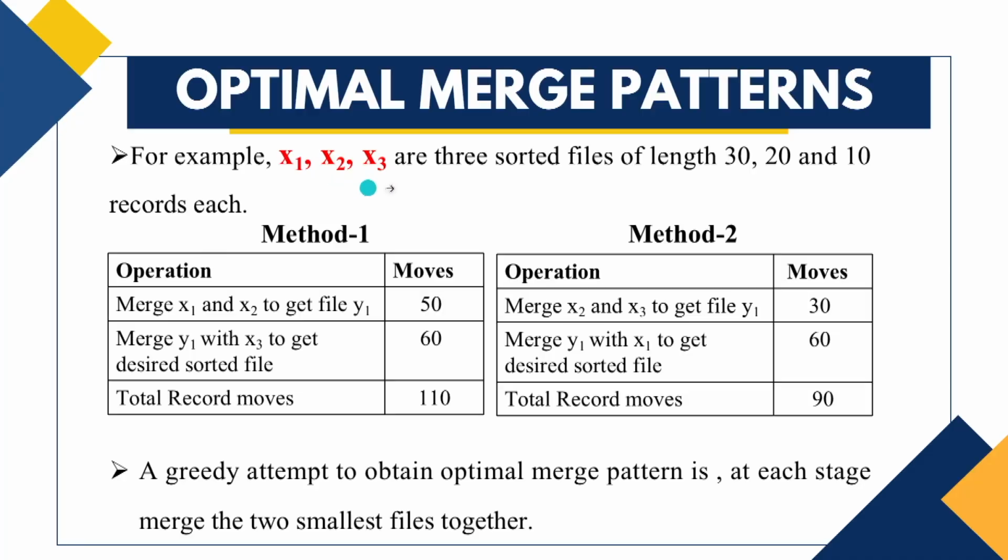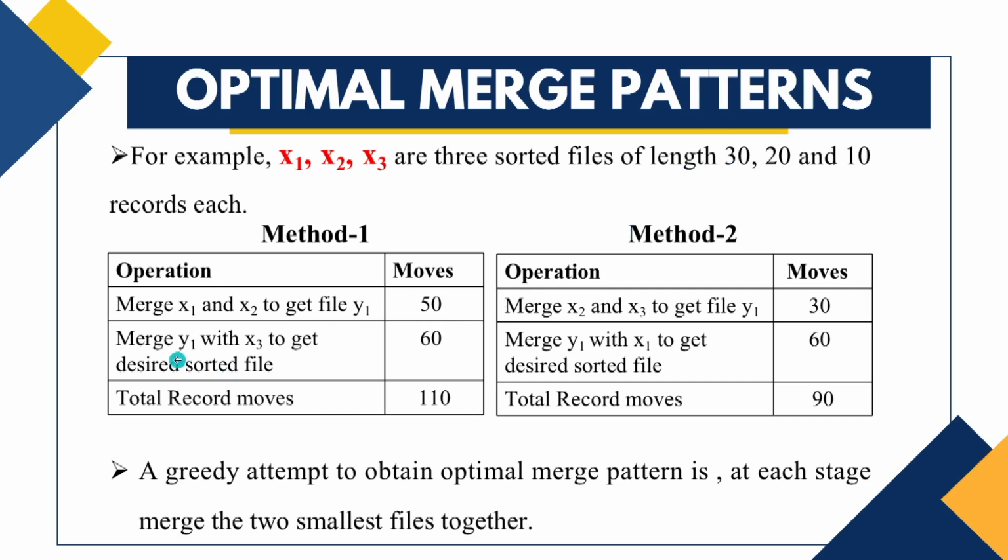So in this example, what we have considered is that we have taken 3 files with varying lengths. The first file contains 30 records, the second one contains 20, and the third one contains 10 records, and we are analyzing the same. What if we merge the first 2 files in one go to get the resultant file y1? Just because the first file contains 30 and the second one contains 20, when I merge them into another file y1, I may have to move 50 records, 30 from the first and 20 from the second.